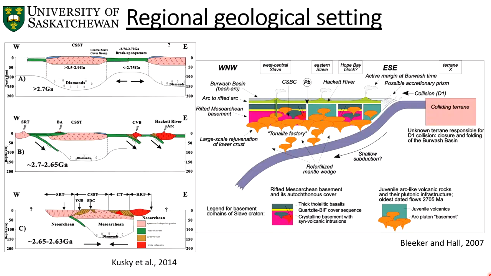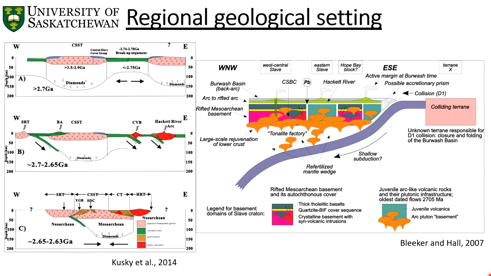A few models have been proposed for the evolution of the Slave Craton. Two prevail. The first one, on the left, is the tectonic accretion of juvenile Neoarchean terranes to a composite Paleo-Mesoarchean continental nucleus. And on the right side, we have the supra-subduction zone setting model. In the Slave Craton, it is generally assumed that greenstone belts developed during a single tectonic environment over 30 to 50 million years, between 2730 Ma and 2690 Ma.